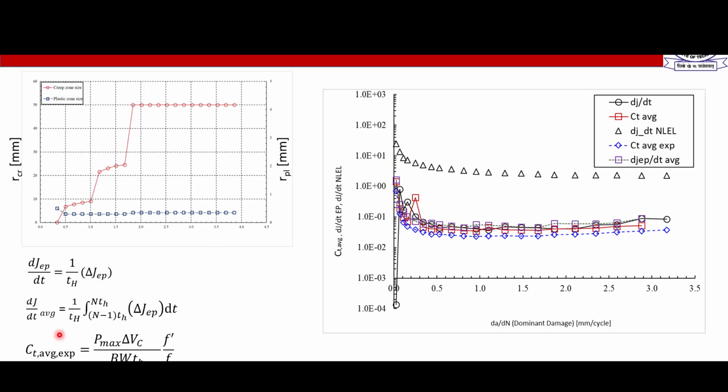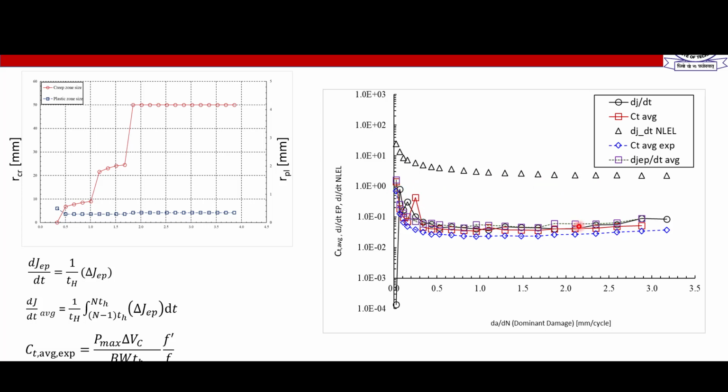And then all these parameters, CT average experimental, dJ by dt average calculated from configurational forces, and CT average calculated from the theoretical formula, are plotted on this graph. CT average experimental is shown by these blue diamond markers, dJ by dt calculated from configurational forces by boxes, and CT average calculated from the mathematical formula. All of them are following the same trend, except dJ by dt calculated by assuming the material to be non-linear elastic. That value is much higher in comparison to others.